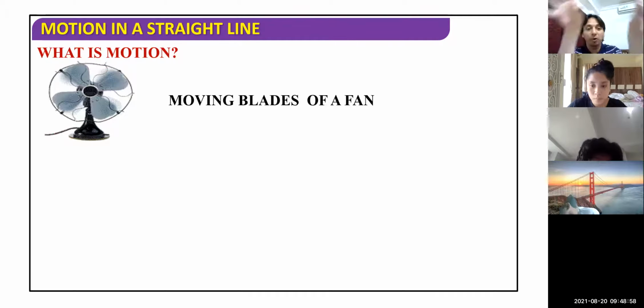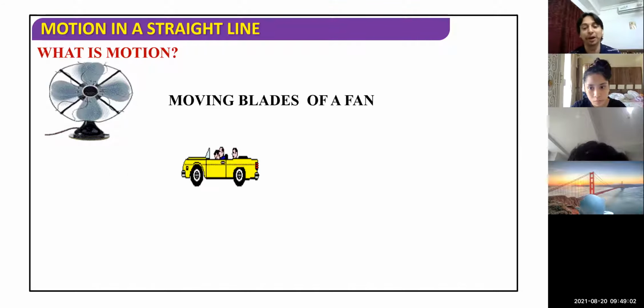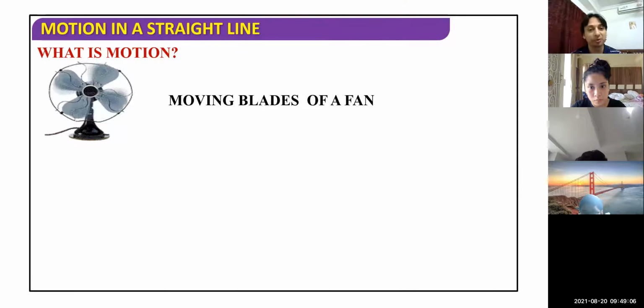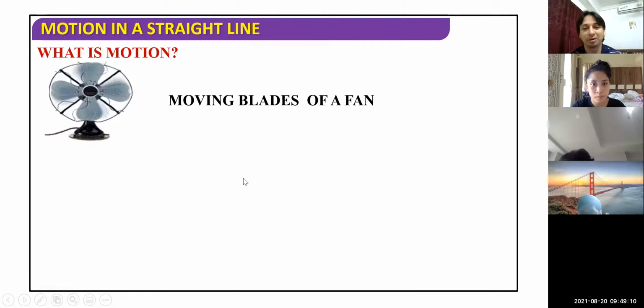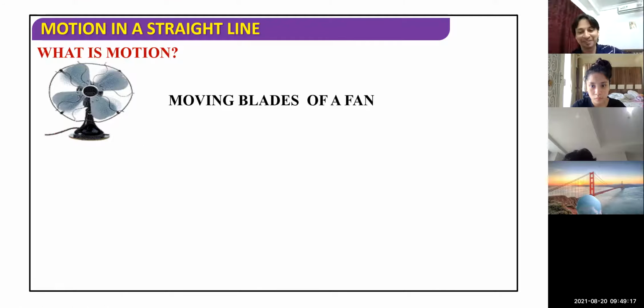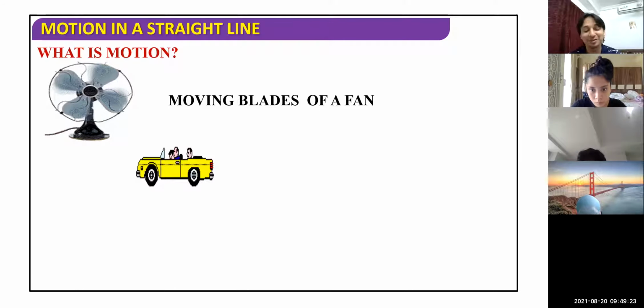If you see the overall system, a fan is at a rest position, but if you see the blades of the fan, they are moving, they are rotating about some axis. So these are the examples for motion. And in my room, I can't see them, but air particles are here in continual, random motion. They are in motion.